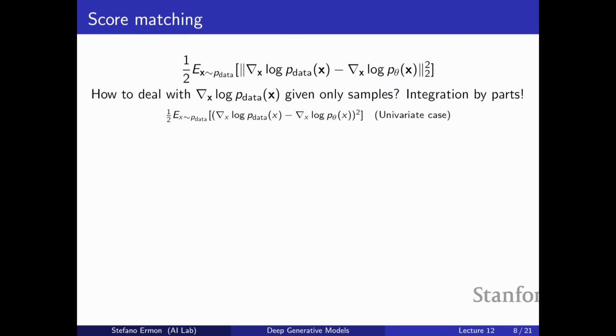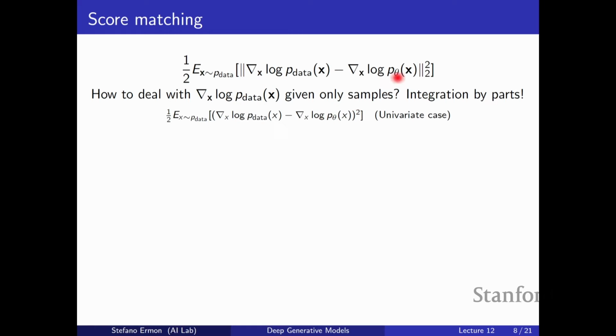And so just to see how this works, let's start with the univariate case. So x is just a one-dimensional scalar random variable. So the gradients are actually just derivatives. Just because integration by parts is a little bit easier to see that way, I'm still using the gradient notation, but these are actually derivatives.